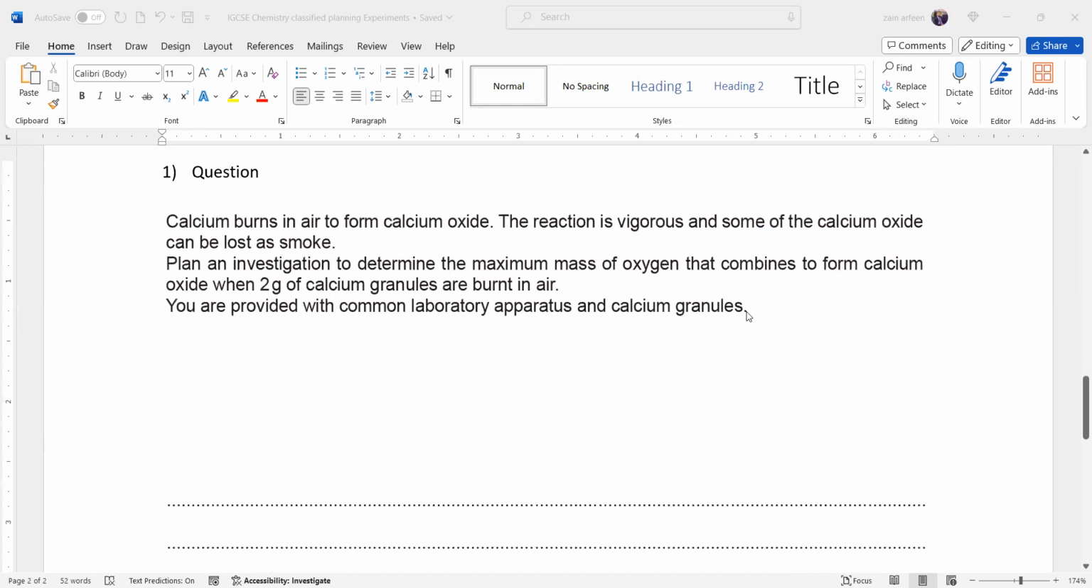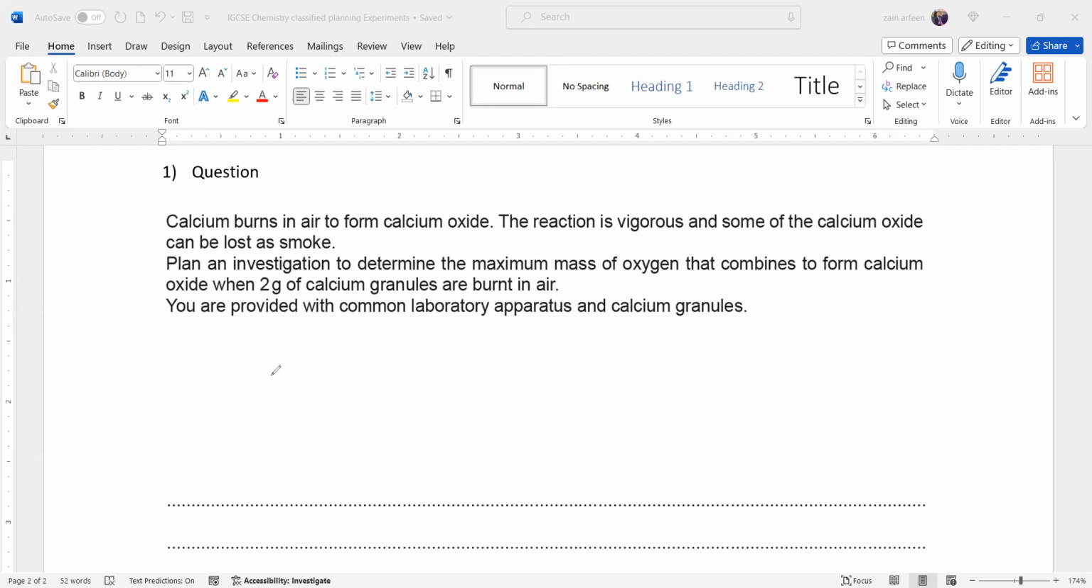The first question is about calcium burns in air to form calcium oxide. The reaction is vigorous and some of the calcium oxide can be lost as a smoke. Plan an investigation to determine the maximum mass of oxygen that combines to form calcium oxide when 2 grams of calcium granules are burned in air. You are provided with common lab apparatus and calcium granules. So first I'll draw how it can be done and then I will mention the points.